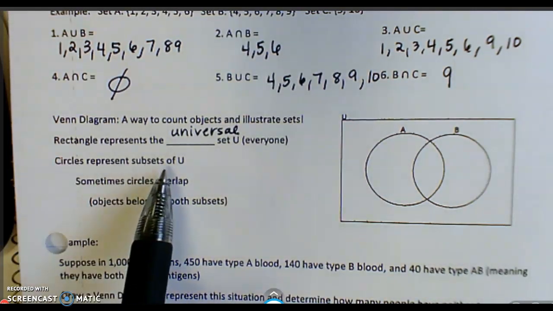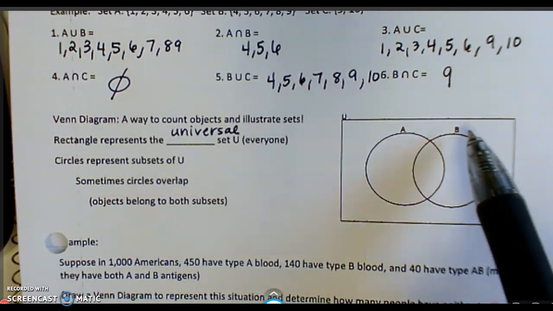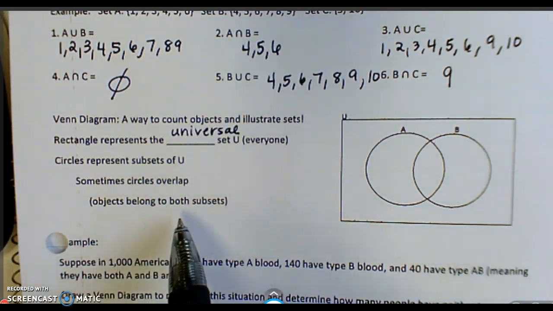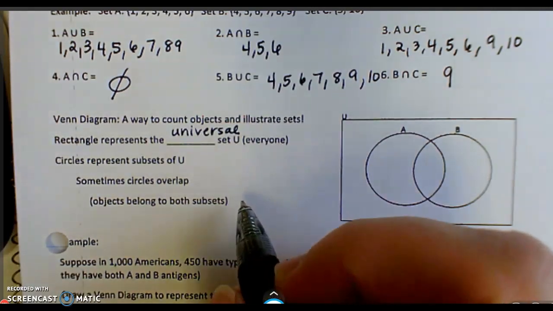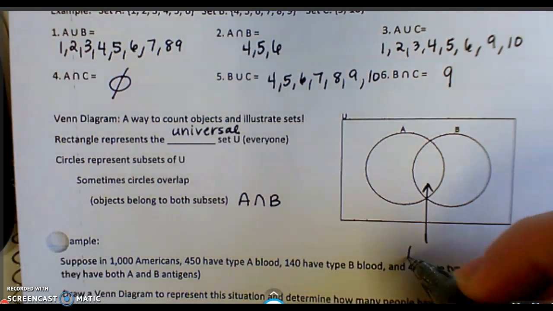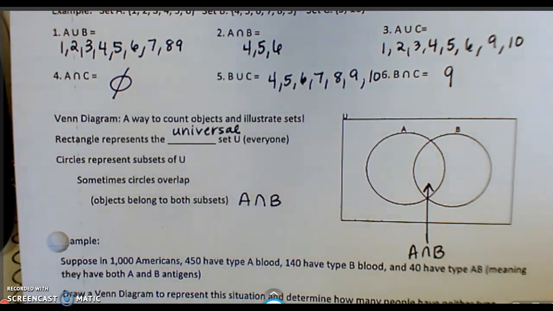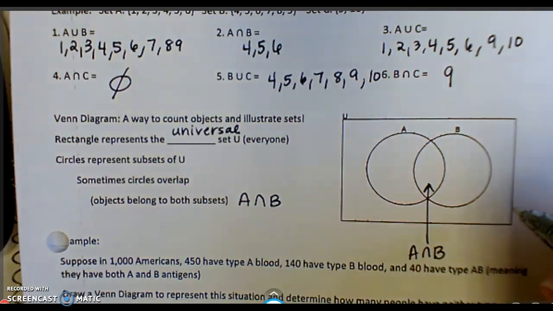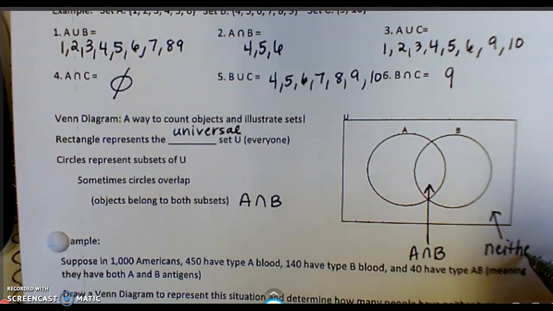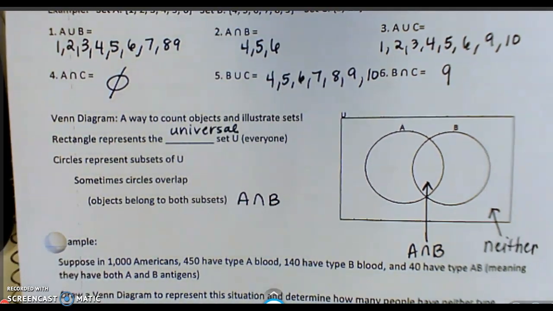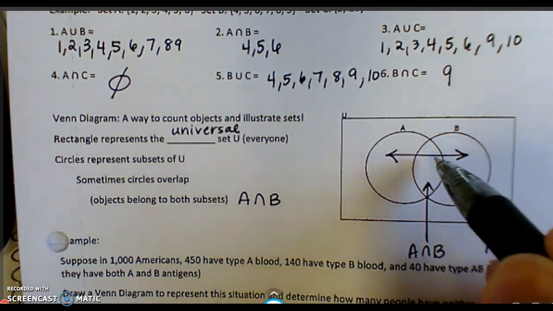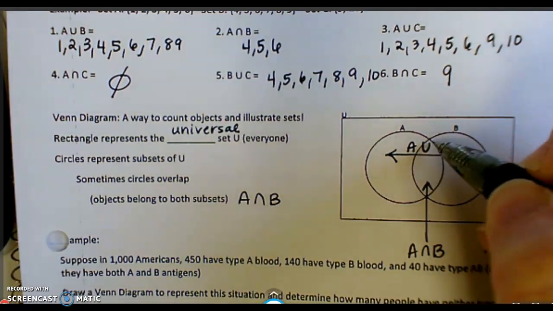Alright, then there's subsets of the universal set. There's A and there's B. Sometimes they overlap. Objects that belong to both subsets, that would be the intersection. So that part right there is called the intersection. Okay. If there was something here, that would be something that's not included in the whole entire thing, so that's a neither. If you added these three together, these three circles, that would be the union.